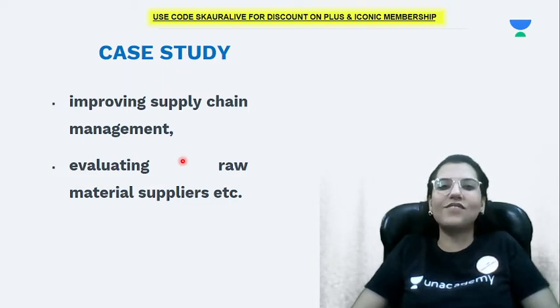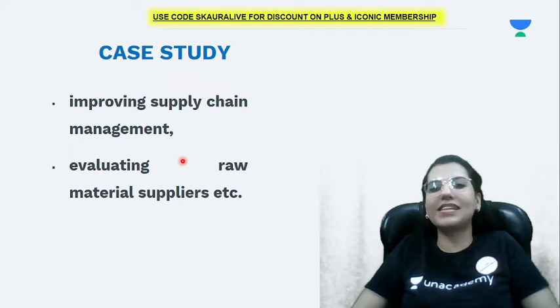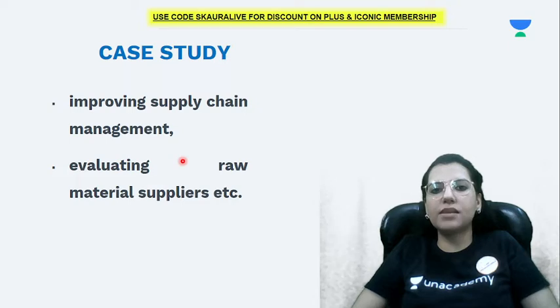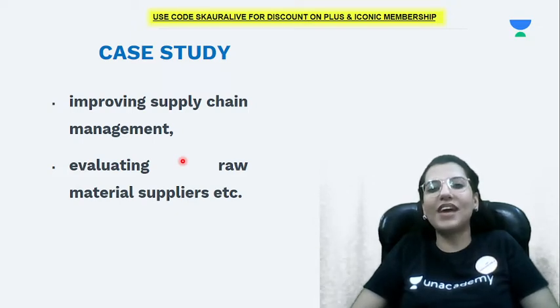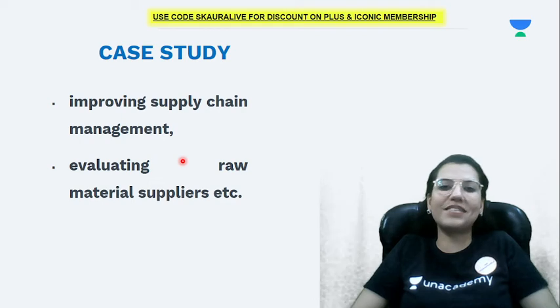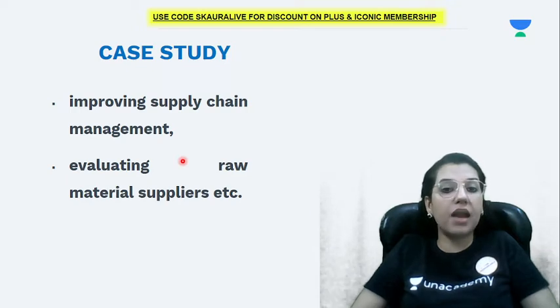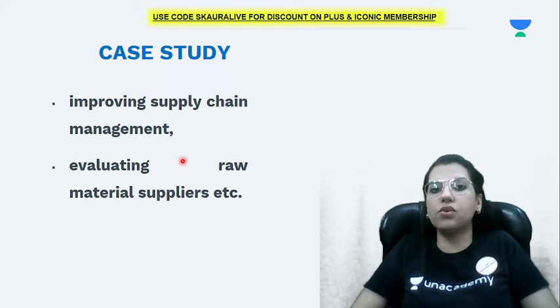Just like if the foundation of a building is weak, ultimately the building will collapse one day. Similarly, if your raw material is not up to the mark, it's cheap, it's not of the highest quality, what will you do with the end product? If the raw material is not of high quality, how can you assure your customers that your end product is of the best quality? So you need to evaluate your raw material suppliers, who's giving you the highest quality at the lowest price.